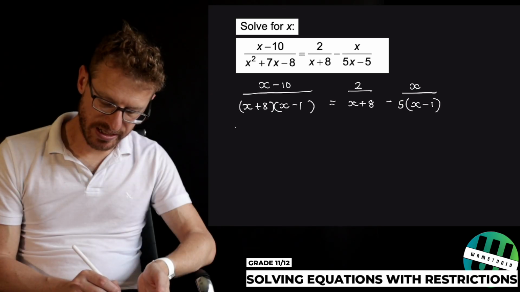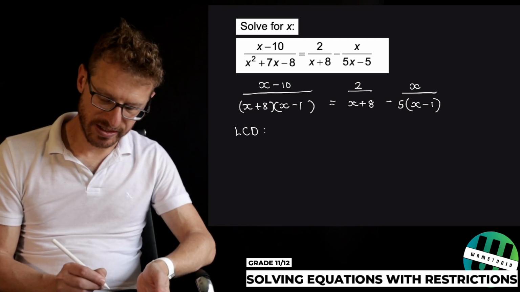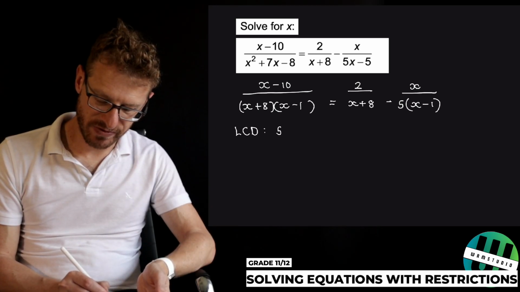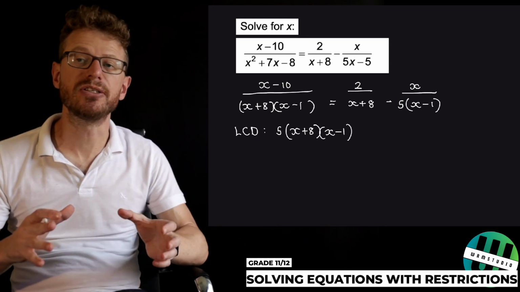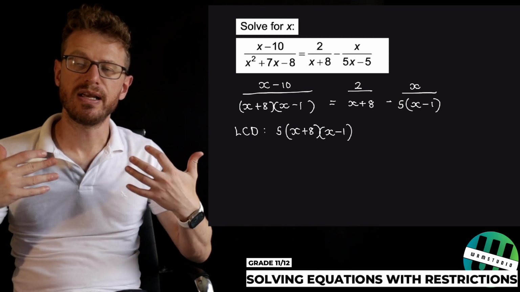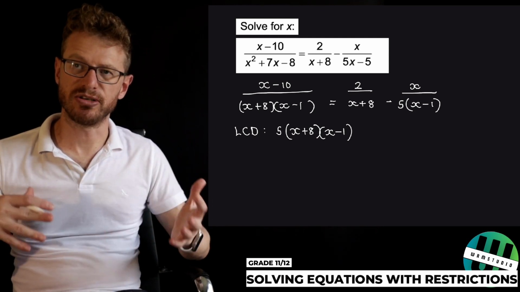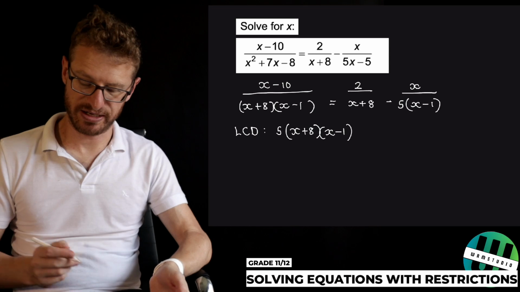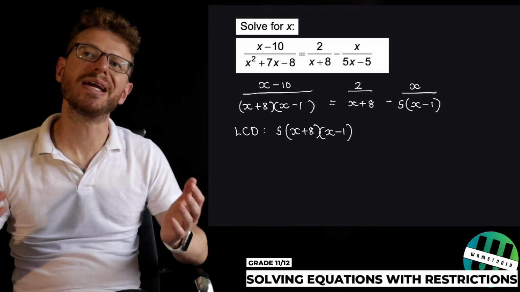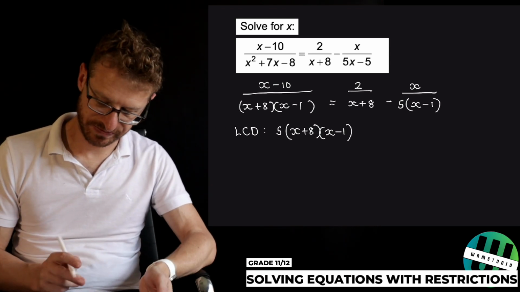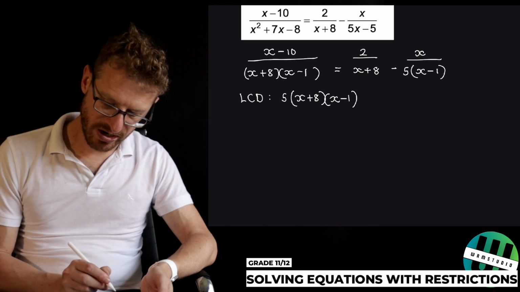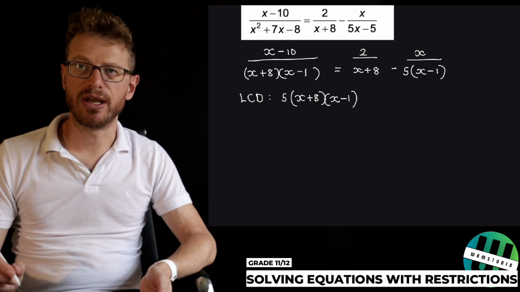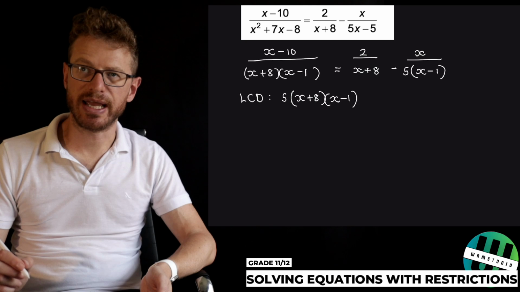So my LCD in this case is going to be 5 times (x plus 8) times (x minus 1). You do not need to write this down like I did here. I'm just doing it to save space. You can write it to your right-hand side, though you will not be penalized if you do that. Right, so now that we've got our LCD, we are going to now multiply everything out.